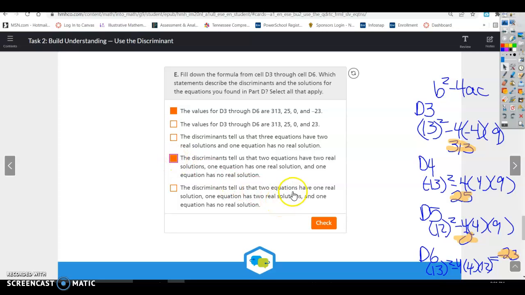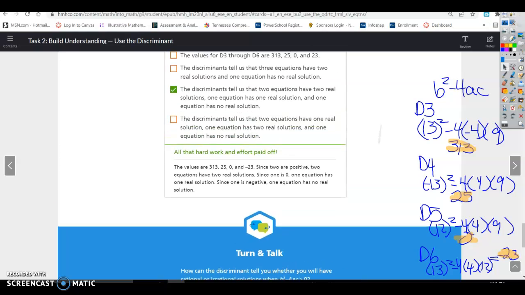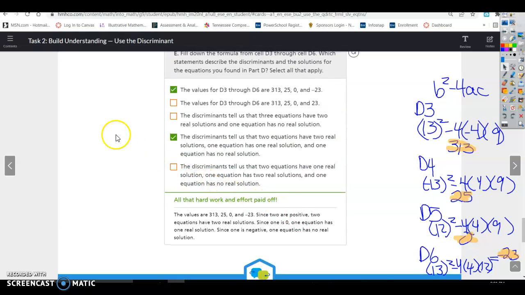The discriminant tells us that 2 equations have 1 real. Nope, that's not true because 2 of them would have equaled 0. All right, so that is all for task 2. If you have any questions about the discriminant, please let me know.